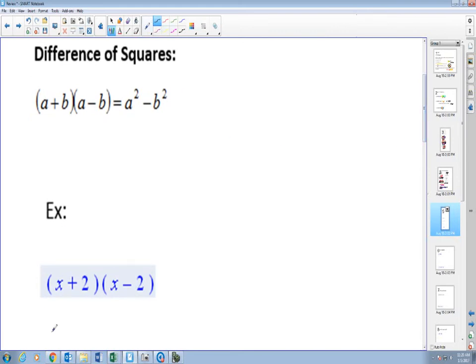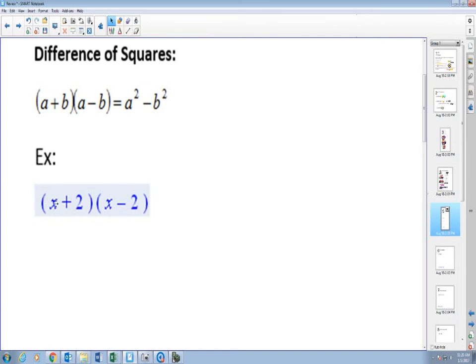So for my example here, alright, 2-term times 2-term. Your first terms are the same, second terms are the same. One is positive, one is negative. Okay, so this is a classic difference of squares problem. So x is your a, 2 is your b. So your a squared, that would just be your x squared, minus your b squared, 2 squared, that would just be a 4. So my answer would just be x squared minus 4 without doing any work.